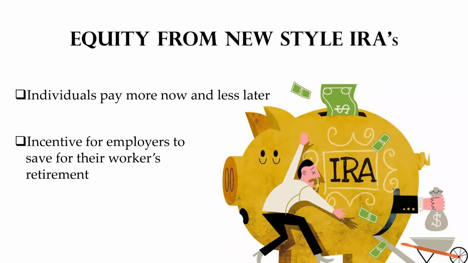There's also an incentive for employers to save for their workers' retirement when you don't tax the future. You don't tax savings, right? And so it creates an incentive for employers to incorporate IRAs or other 401k plans and other types of savings accounts. And it generates welfare gains both for the present as well as for the future.